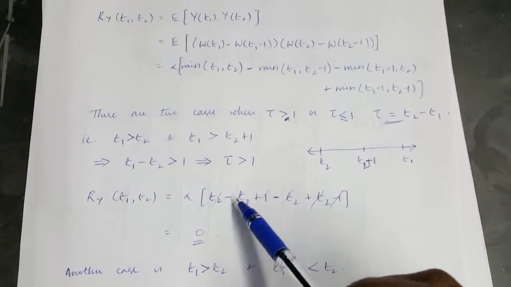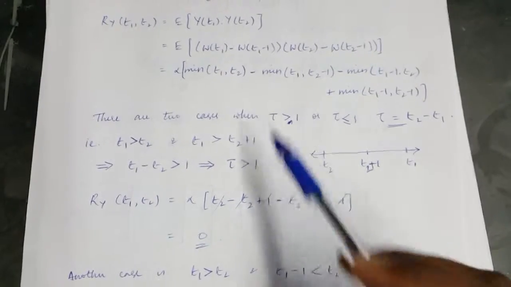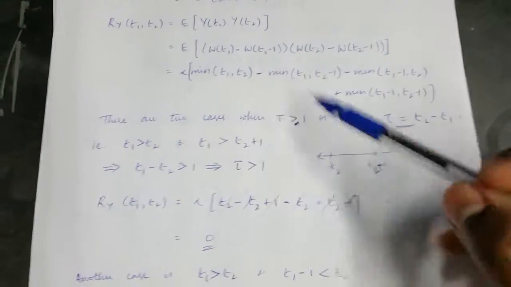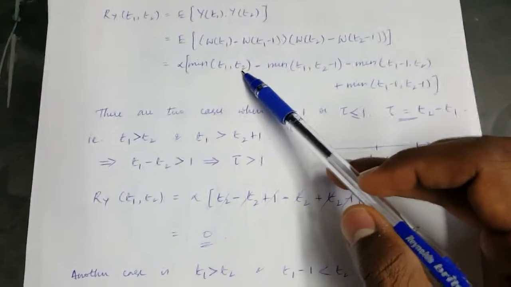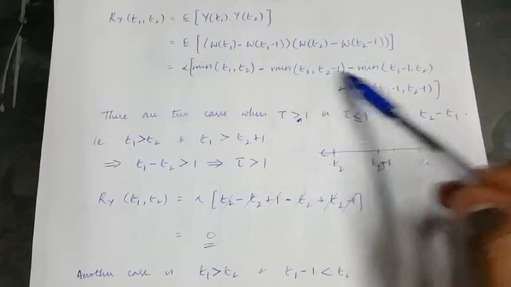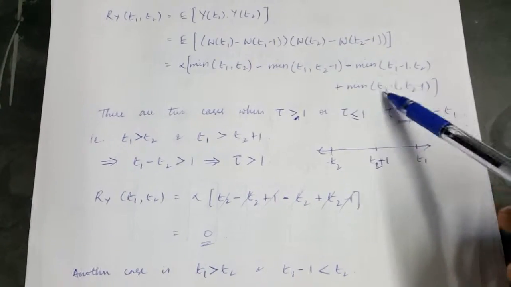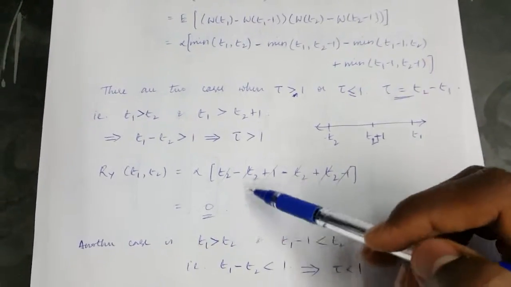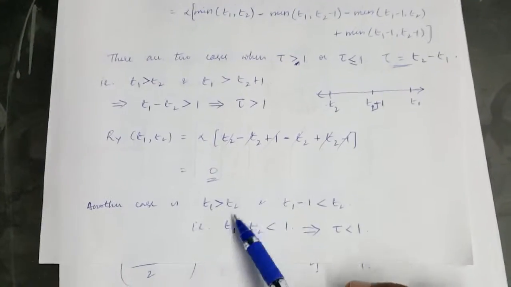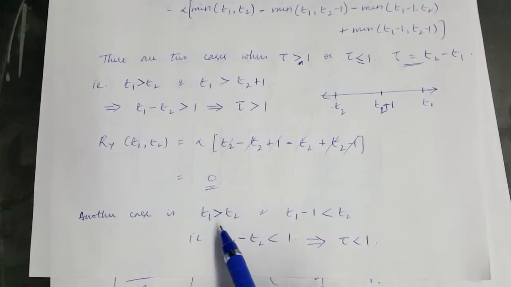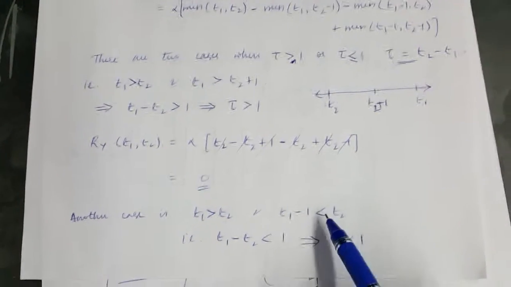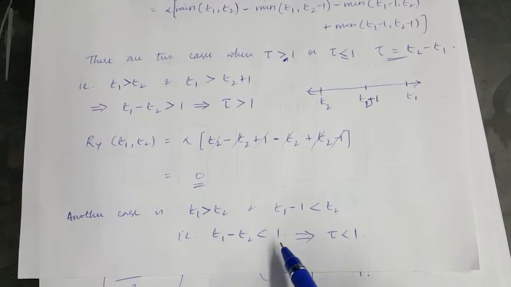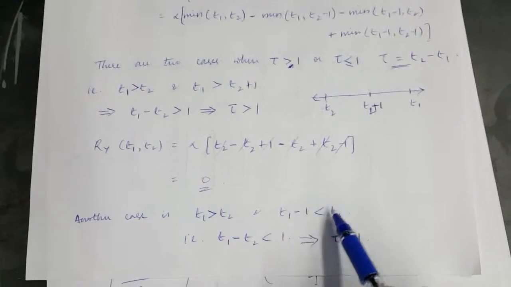If we substitute the t1 and t2 values in this function, the minimum of t1 and t2 will be t2. Similarly, applying it for all the other three expressions, we get the ACF as 0. Now for the other case, where t1 is greater than t2 and t1 minus 1 is less than t2, that is t1 minus t2 is less than 1, this can be represented on the number line as follows.